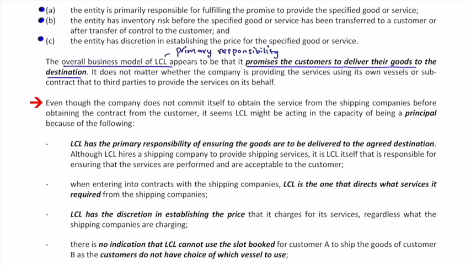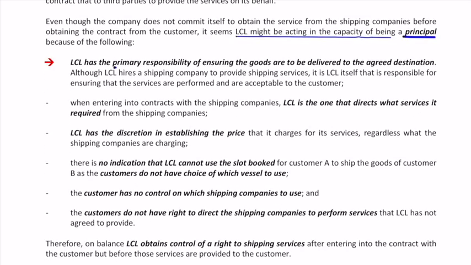Even though LCL does not commit itself to obtain the service from a shipping company before it obtains a customer, it seems that LCL may be acting in the capacity of a principal for the following reasons. LCL has the primary responsibility for ensuring goods and services are delivered to the agreed destinations. How we do it is not within the control of the customer. LCL can use any of the shipping companies to provide such services. LCL is the one that directs what service is required from a shipping company.